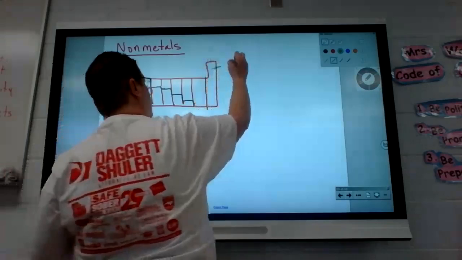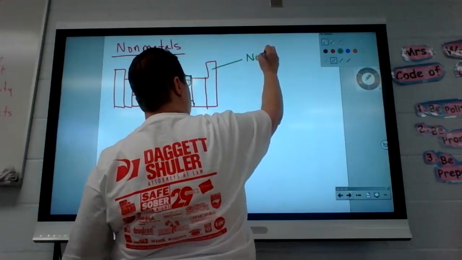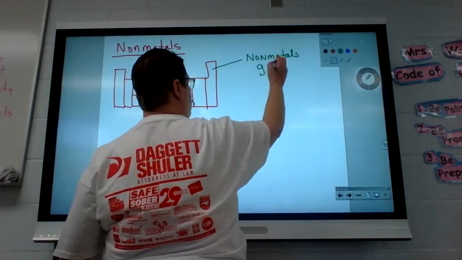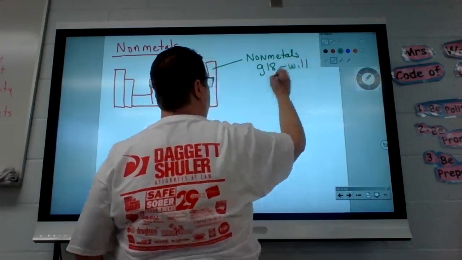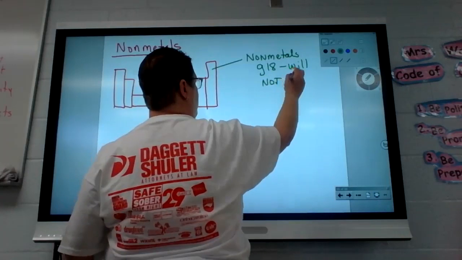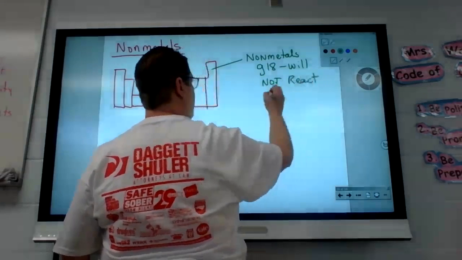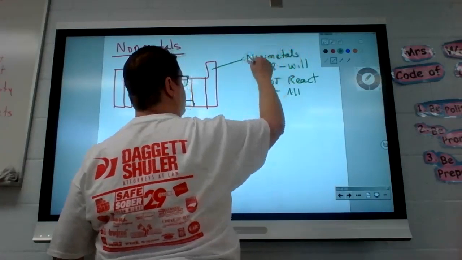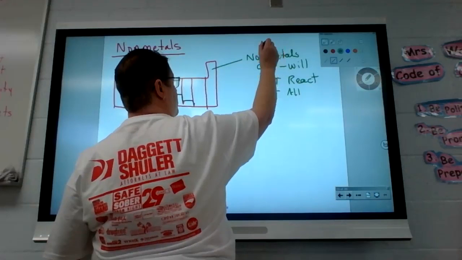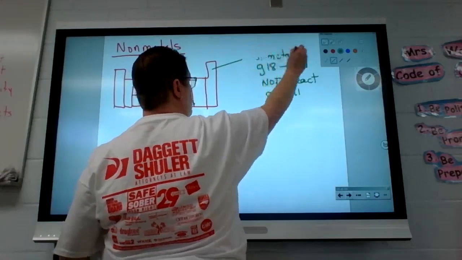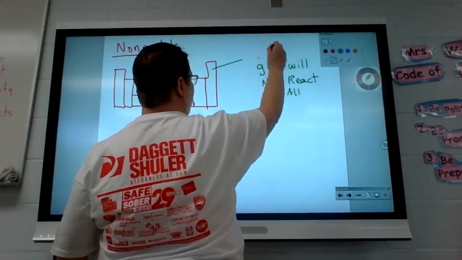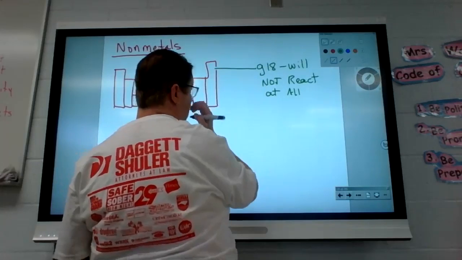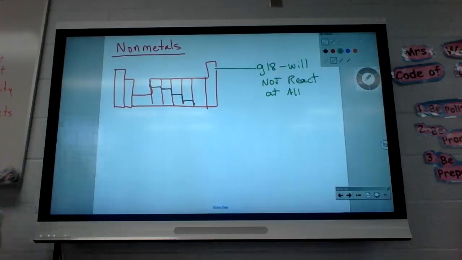Okay. So the non-metals, group 18 will not react at all. Doesn't really matter, I guess. I can get rid of that because it doesn't matter that it's non-metals. We know that. It says it right there. I already wrote it. If you wrote it, it's fine. I don't need to write it twice. It's just redundant.